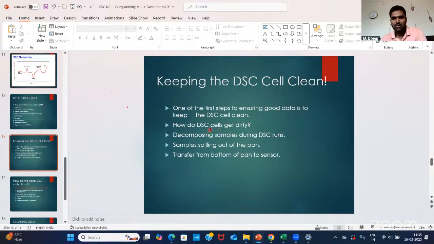How do DSC cells get dirty? Decomposition of samples during DSC runs: if there is decomposition, the material may be present in the cell, and without cleaning, it gets dirty. Samples spilling out of the pan can also make the cell dirty. Transfer from the bottom of the pan to the sensors can also make it dirty.